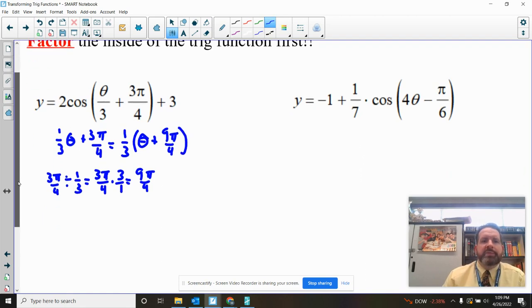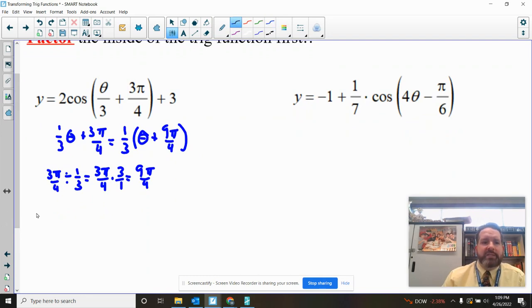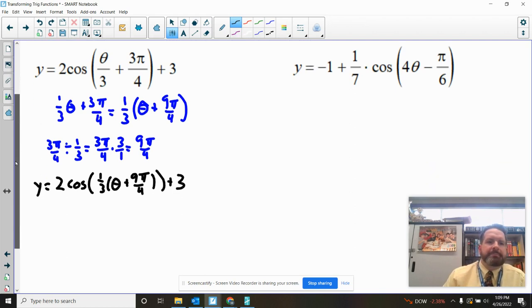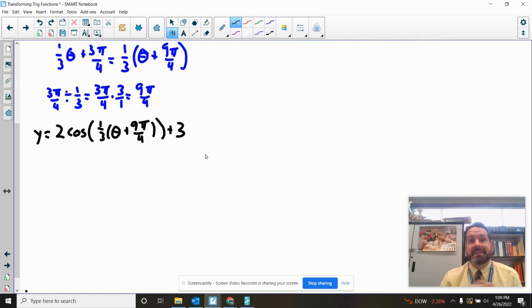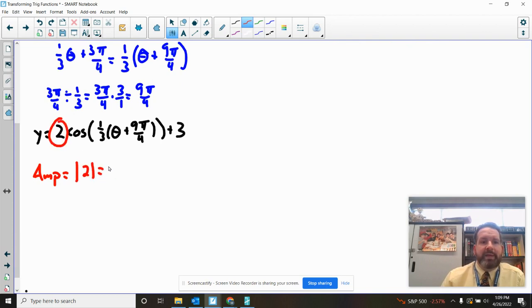Okay, so really what I have as far as a function is y equals 2 times the cosine of 1/3 theta plus 9 pi over 4 with a plus 3 on the end. If you've written it like this, it's super straightforward to find everything you need. Amplitude, that is just the absolute value of your A number. Absolute value of 2 is just 2.